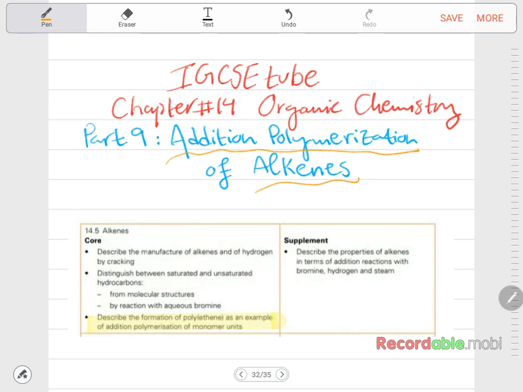If you have watched part number 6, it is the part where I introduce what alkenes are. In part number 7, I talk about the manufacture of alkenes by cracking. In part number 8, I talk about how to distinguish between saturation and unsaturation, and I list the different reactions that alkenes can undergo, and I also talk about the combustion of alkenes.